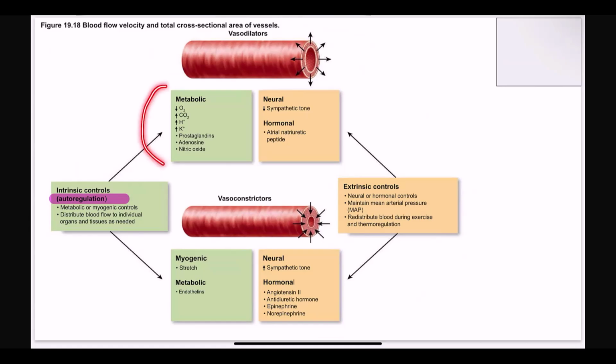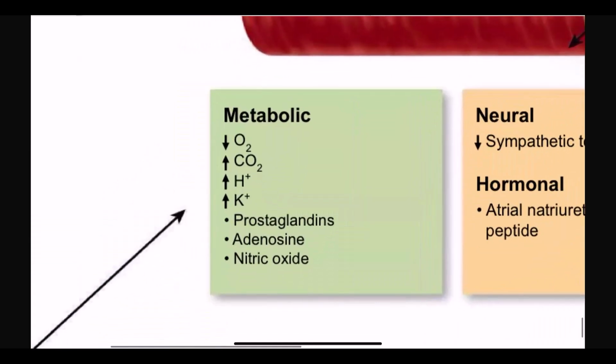So on the intrinsic side, in the green side, we see that most of this is a metabolic control. So when blood flow isn't meeting the body's metabolic needs, then that's a problem. We need to fix it because all of these metabolic products get out of whack. I'm going to zoom in here. All of those metabolic products get out of whack. Like oxygen gets too low, carbon dioxide gets too high, we might be too acidic. We have too many hydrogen ions going on. Our ions are out of whack. You have too much potassium, that kind of thing.